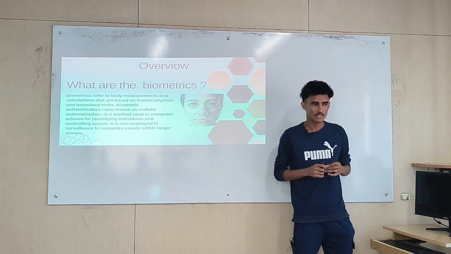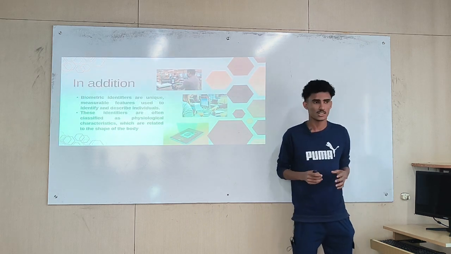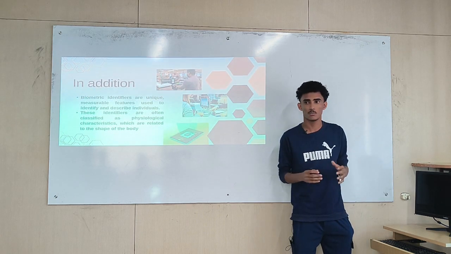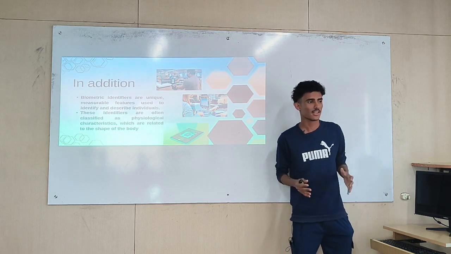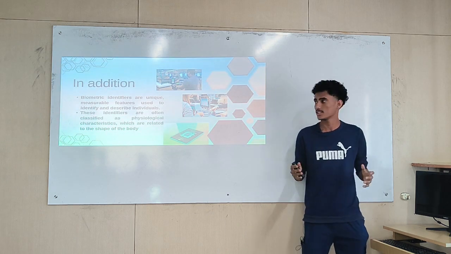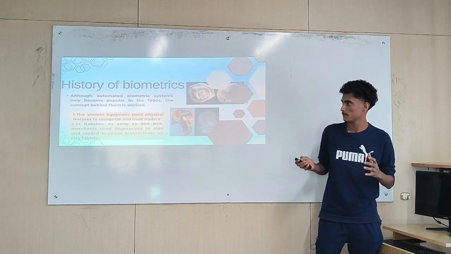Also, it's employed in surveillance to recognize people within larger groups. In addition, biometric identifiers are unique, measurable features used to recognize and describe individuals. These identifiers are often classified as physiological characteristics, which are related to the shape of the body.